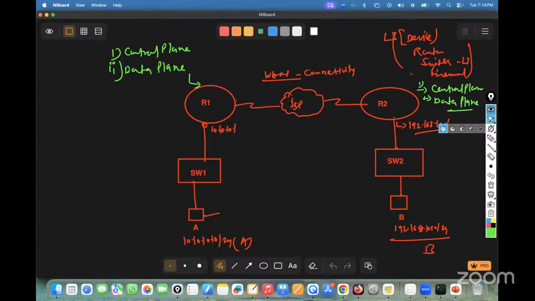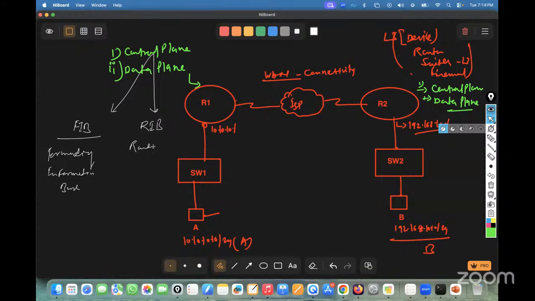Clear? Now, we have to understand that whenever a control plane is built, two tables are used, especially for the control plane. One is your FIB table and one is your RIB table. FIB is known as the forwarding information base, and RIB is known as the routing information base. Any idea what the FIB is, what the RIB is, and what the difference between RIB and FIB is?